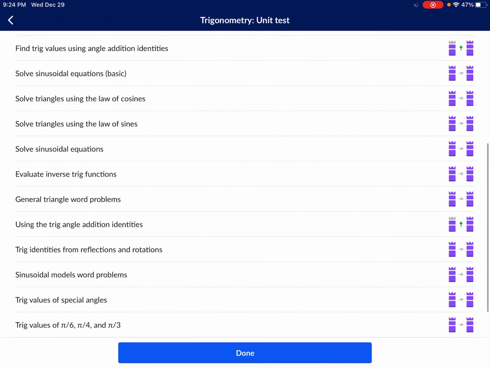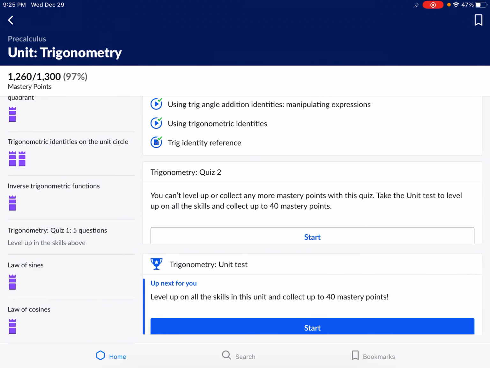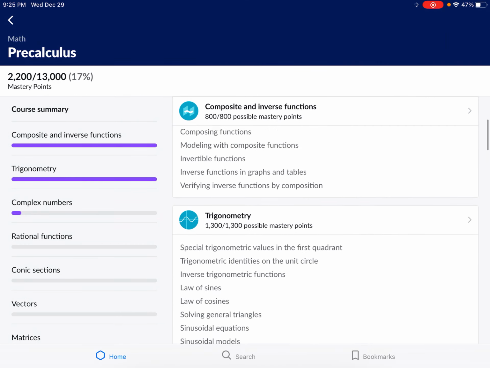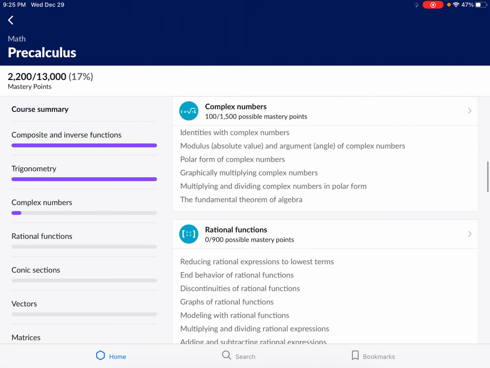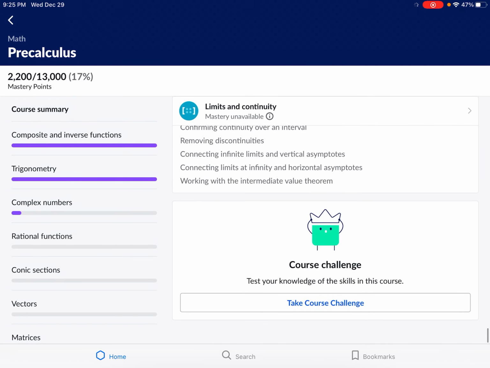All right, that's the unit test. Great. That's Unit 2, Trigonometry done. We have 1, 2, 3, 4.